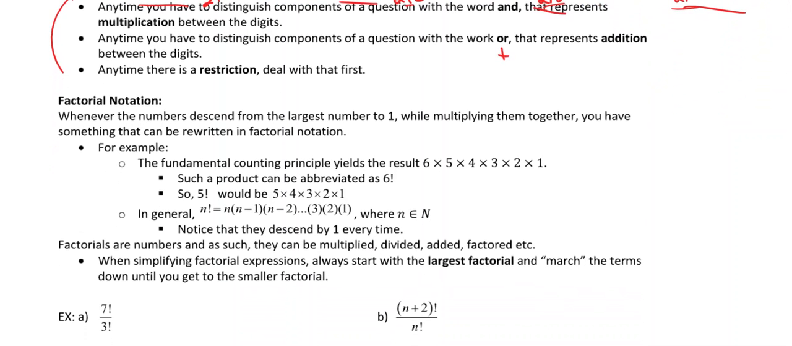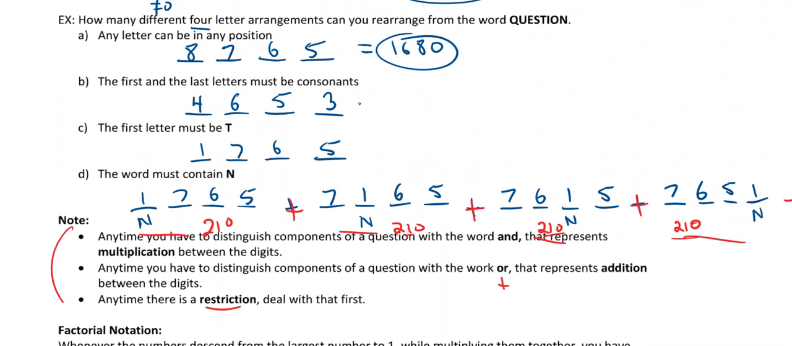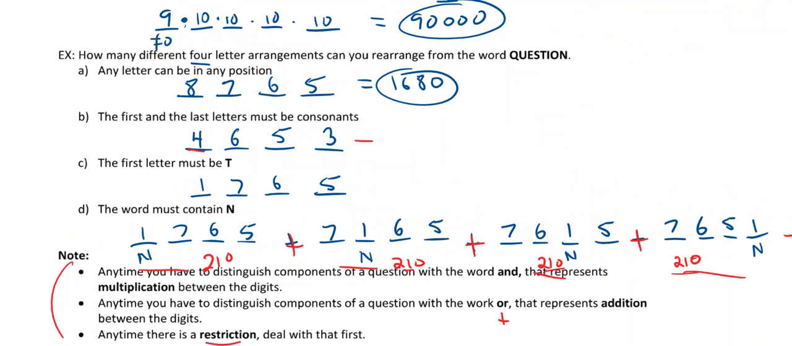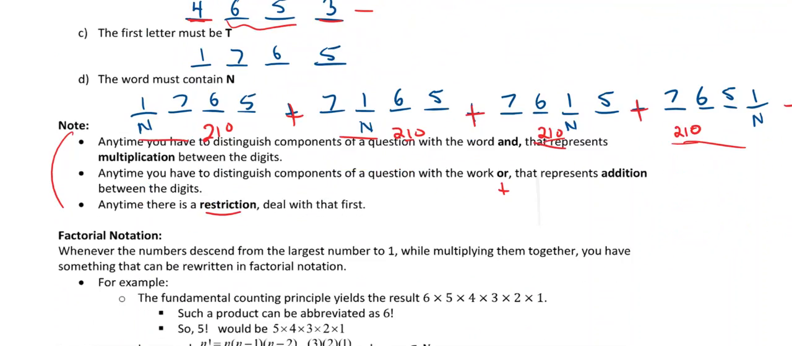Okay. And then anytime there is a restriction, did you guys notice that? Yeah, that's what I was kind of doing in this example, where I said, okay, I put the consonants there and there first, and then filled in what was left. So I did the restrictions first.